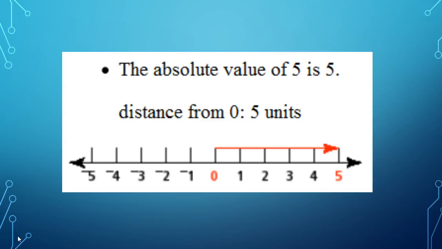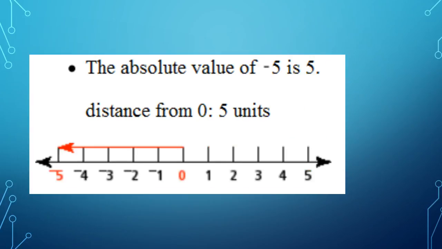The absolute value of 5 is 5 because its distance from 0 is 1, 2, 3, 4, 5 spaces. The absolute value of negative 5 is also 5 because as you count to the left on the number line, 1, 2, 3, 4, 5 spaces, you can see it's also 5.